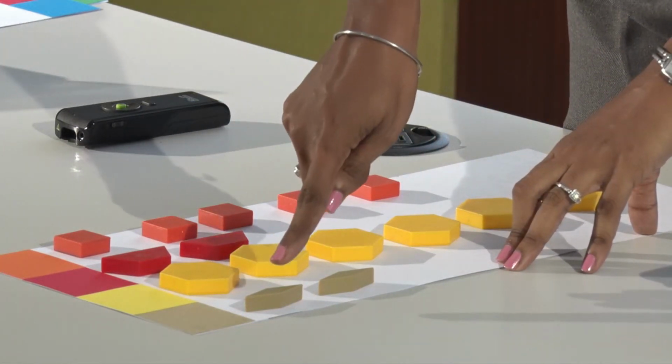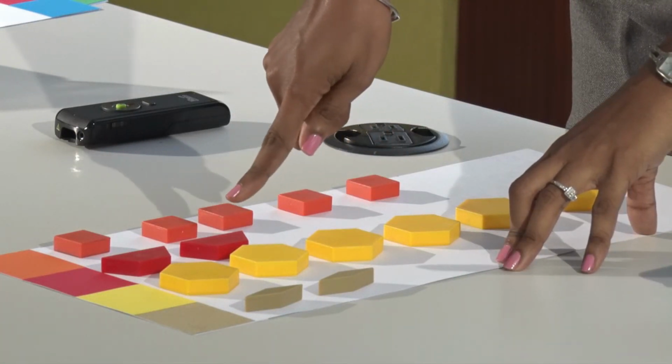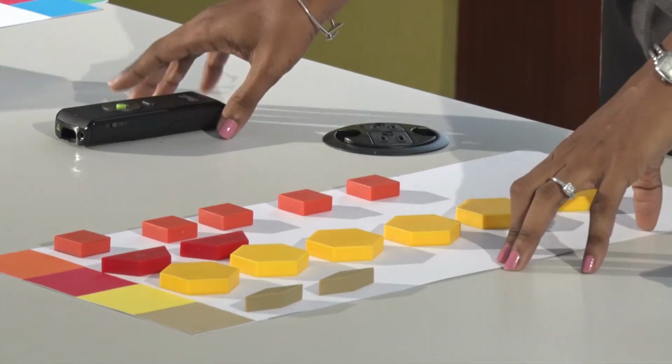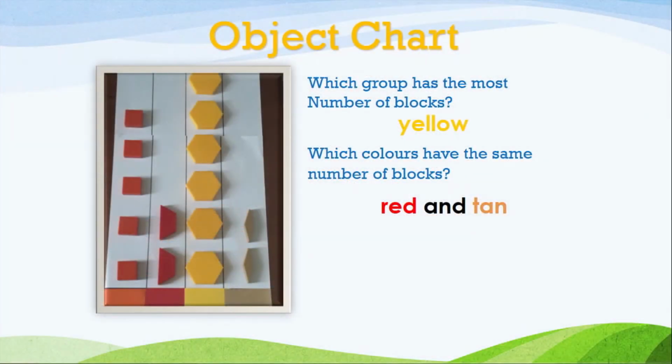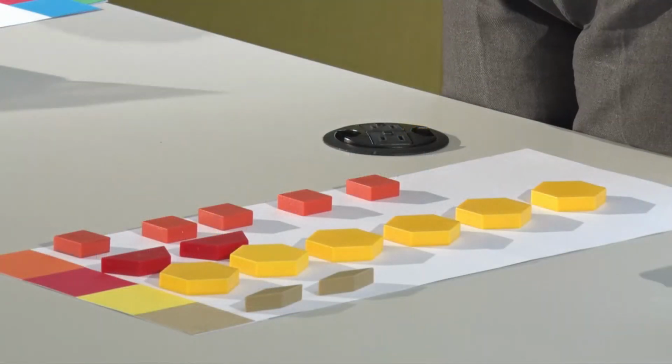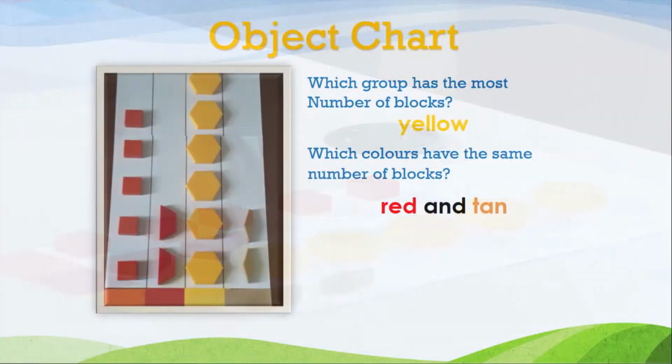But we're seeing that tan and red are the same height. So they are the same. They have the same number of blocks, red and tan. How many blocks do they have? Well, red has 1, 2, and tan has 1, 2. They both have 2 blocks.